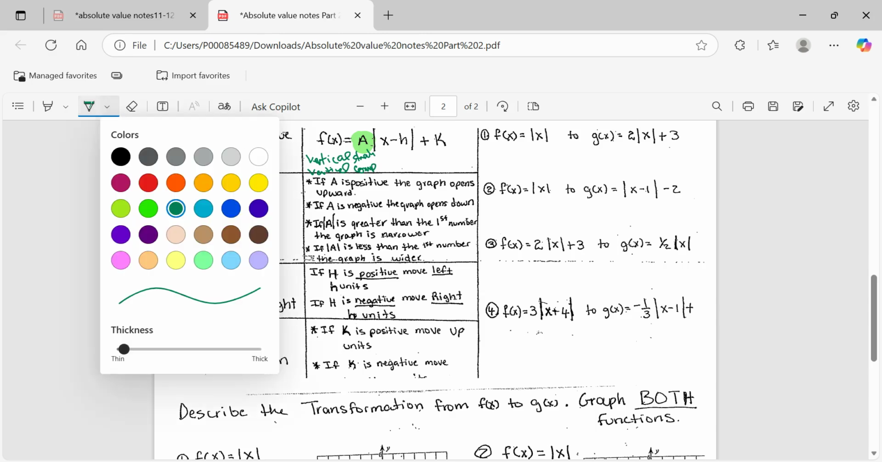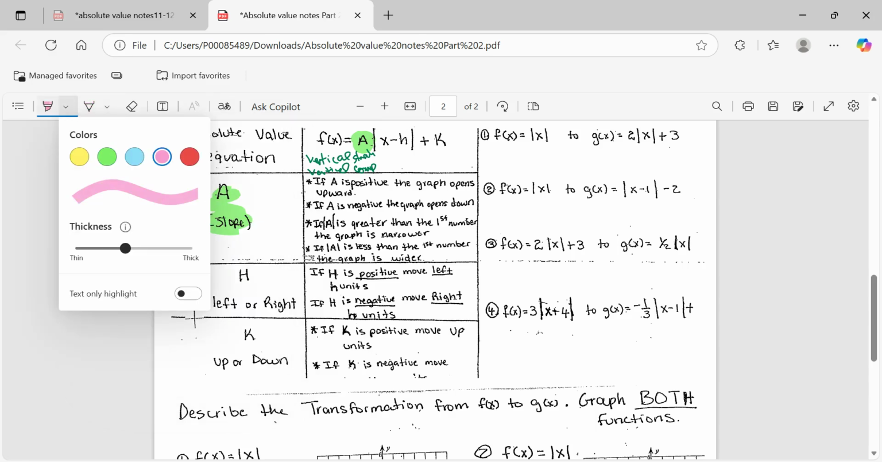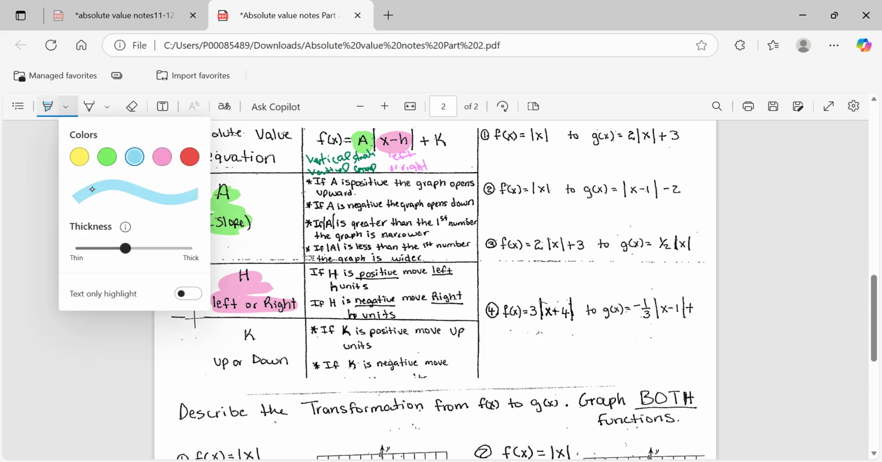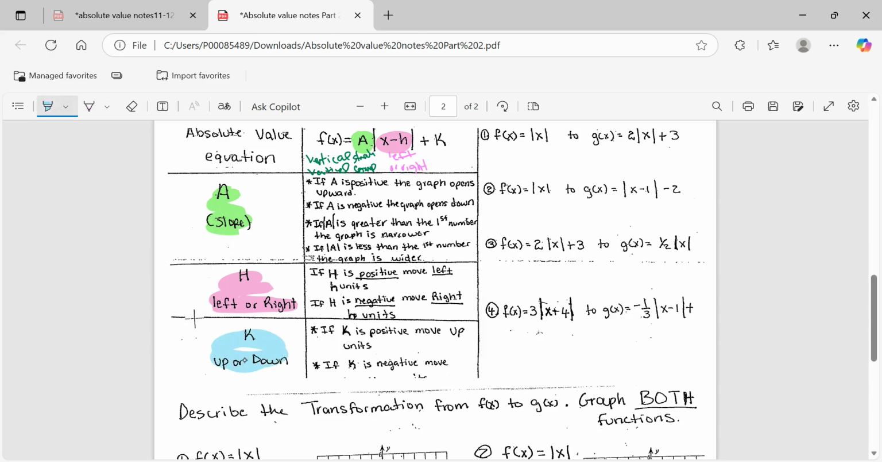X minus H in the middle, I think that's the color I used. X minus H in the middle is going to tell us left or right. Left or right. And then K out here on the outskirts is going to tell me up or down.